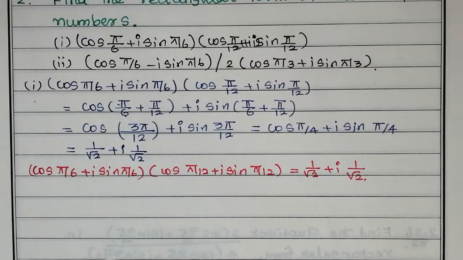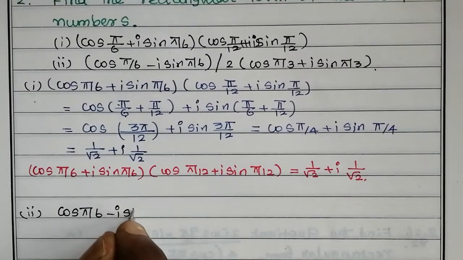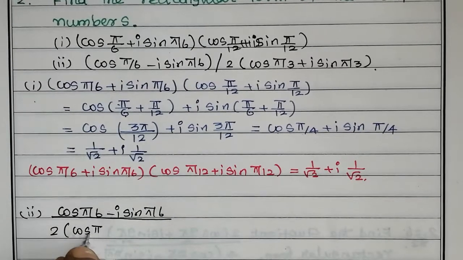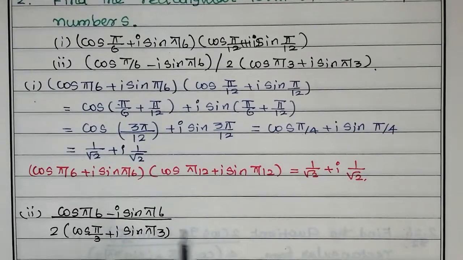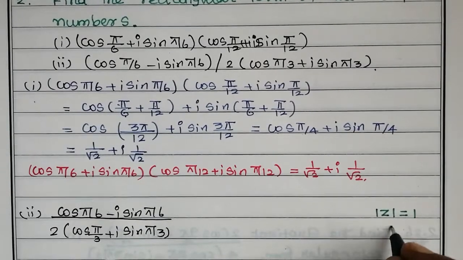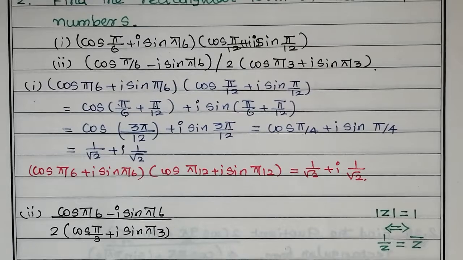The second one is cos pi by 6 minus I sin pi by 6, whole divided by 2 into cos pi by 3 plus I sin pi by 3. Okay, so we know that modulus of z equal to 1 if and only if 1 by z equal to z bar.